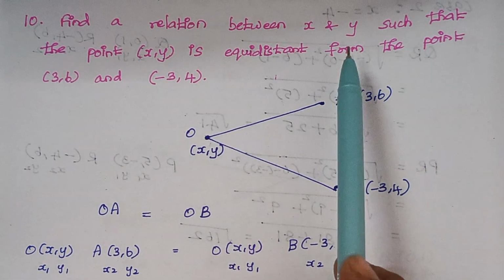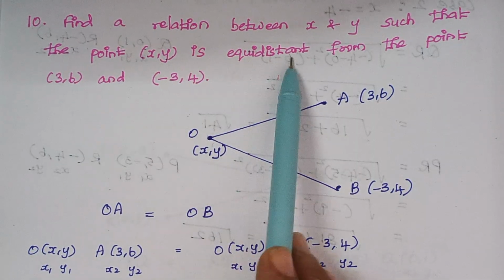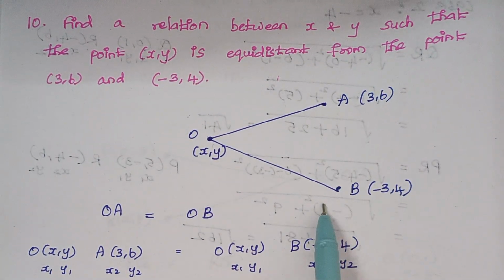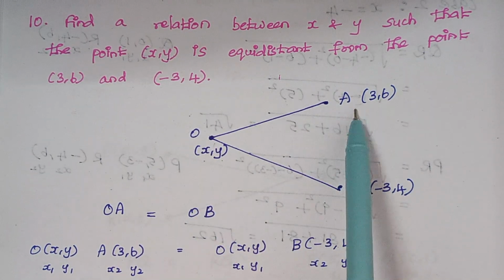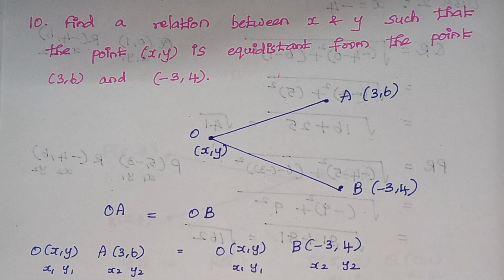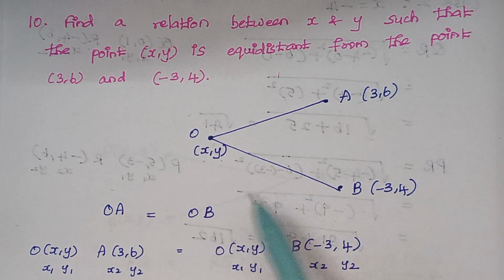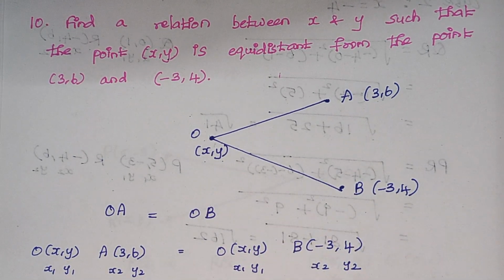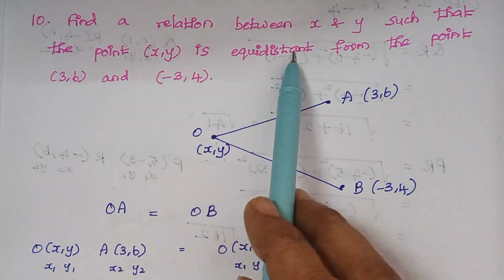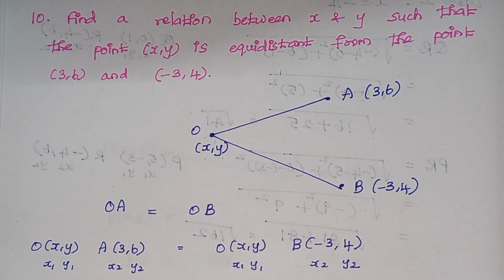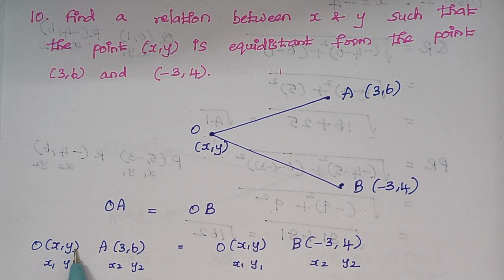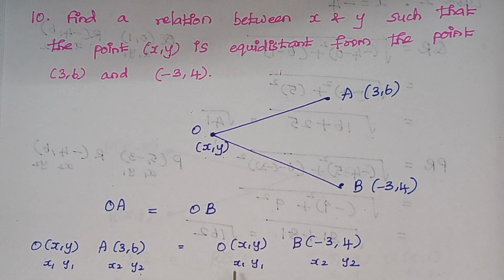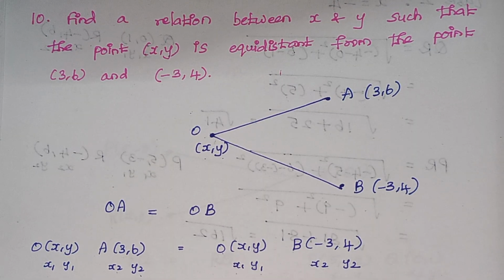So again you see, this point is equidistant from these 2 points, right? So this point, let this point be O, x comma y, and this is A 3 comma 6 and B minus 3 comma 4, right? So OA is equal to OB. This is clearly given in the problem, right? Equidistant. So now we are going to substitute the values. So OA, OB, and again O is x comma y, right? This gives x1, y1, and A gives x2, y2. Similarly, here O gives x1, y1, and B gives x2 and y2.